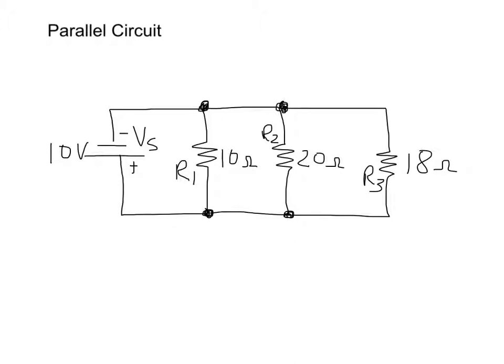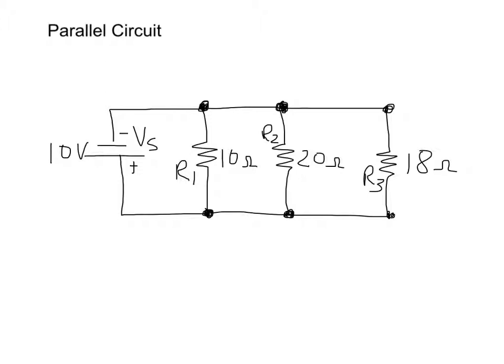Also, both sides of R2 are electrically the same as R1, and they're both connected to both sides of the battery, and both sides of R3 are electrically the same. So the voltage drop across R1, R2, and R3 will all be 10 volts.